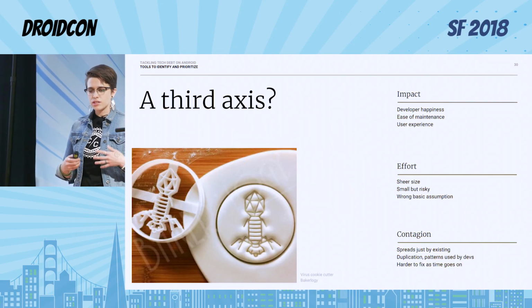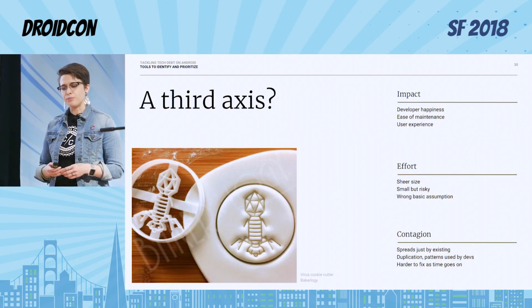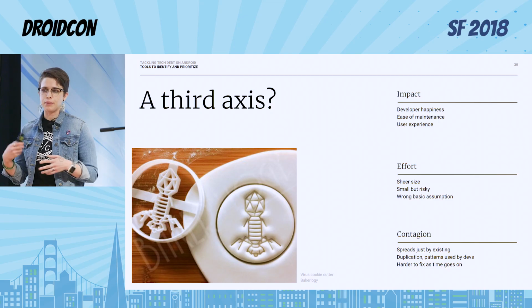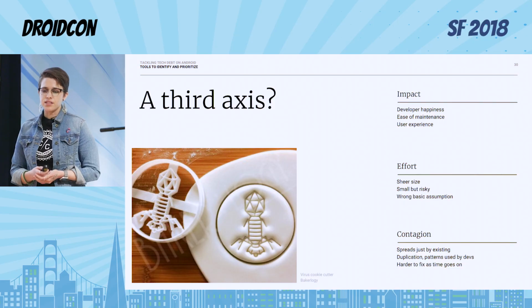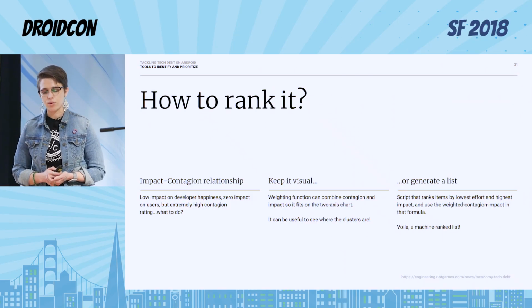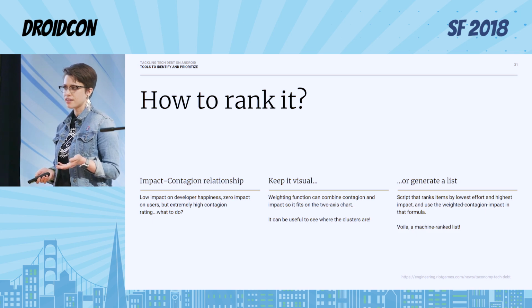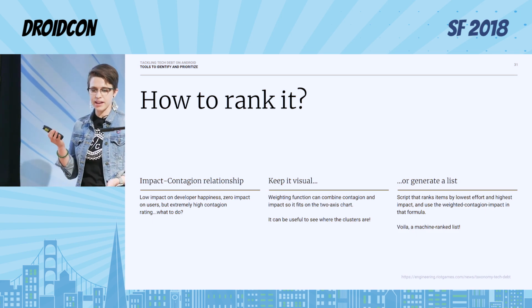Contagious tech debt spreads just by existing. It can be spread via duplication. Maybe it's a pattern that gets used over and over by devs. Maybe new devs don't know that they're not supposed to use it. And it becomes harder to fix as time goes on. So how do we rank stuff that has maybe a high impact and low contagion, or a low impact but a high contagion?